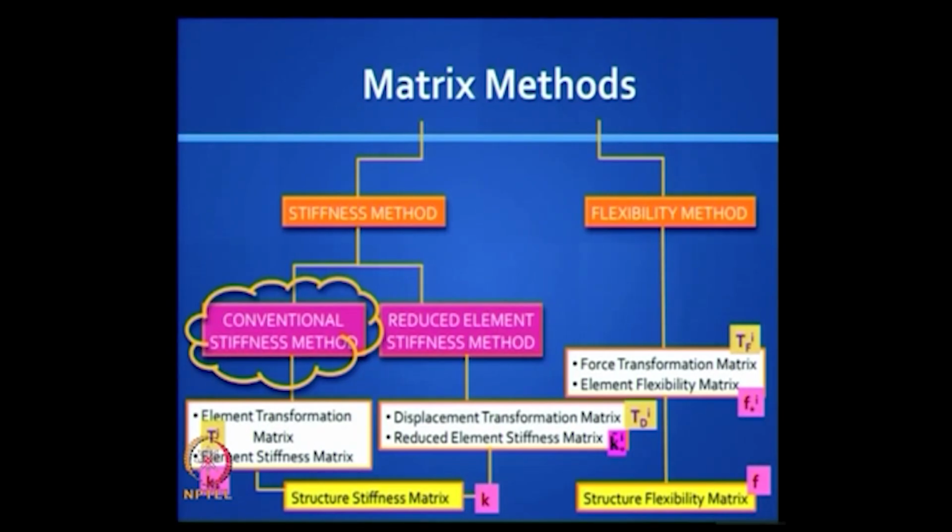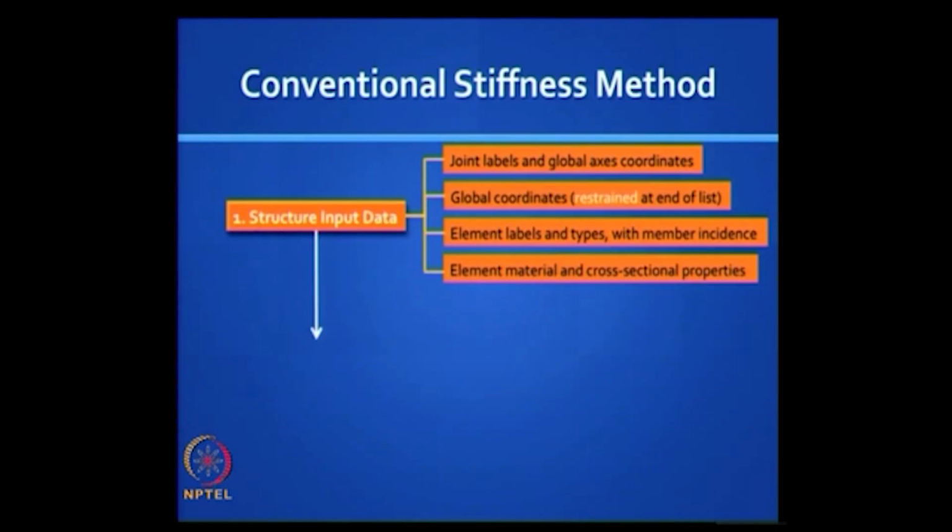We will now look at the conventional stiffness method, and later we will look at the reduced element stiffness method, and finally we will look at the flexibility method. In the conventional stiffness method, you know that we have to go through different steps when you want to program it.